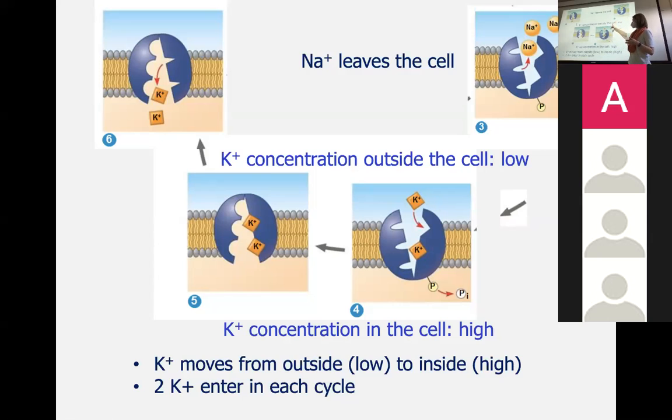Okay, so the potassium comes in and gets released into the cell where there's a high concentration. So we're moving again up the concentration gradient, low to high. And we have 2 potassiums coming in each cycle. 3 sodiums go out, 2 potassiums come in. You want to have those numbers burned into your brain. Maybe not burned in, but memorized.